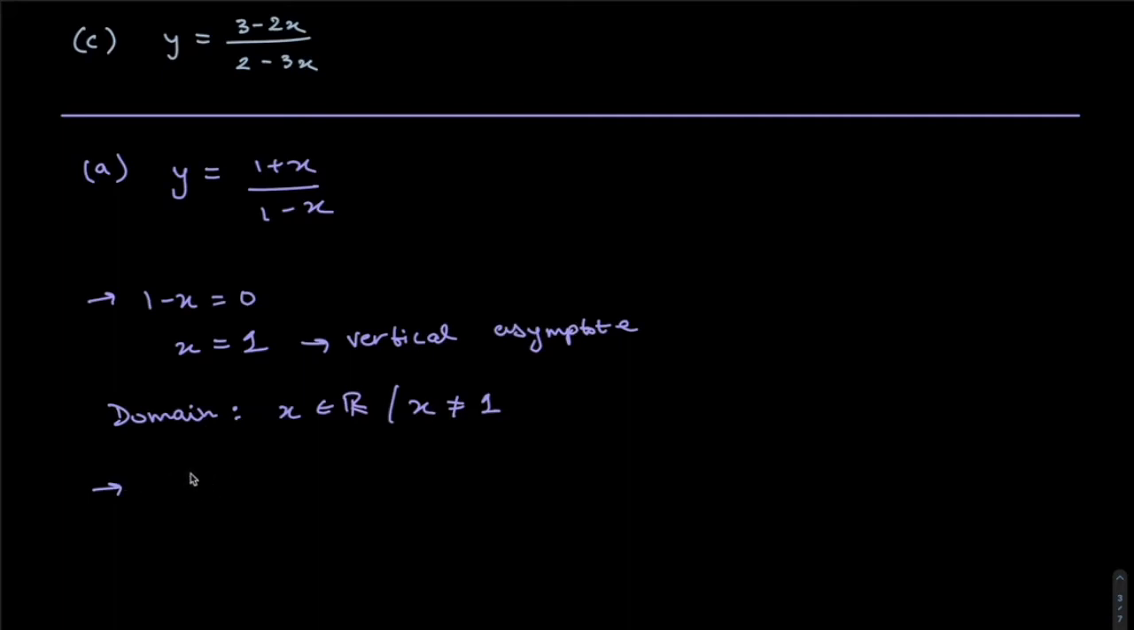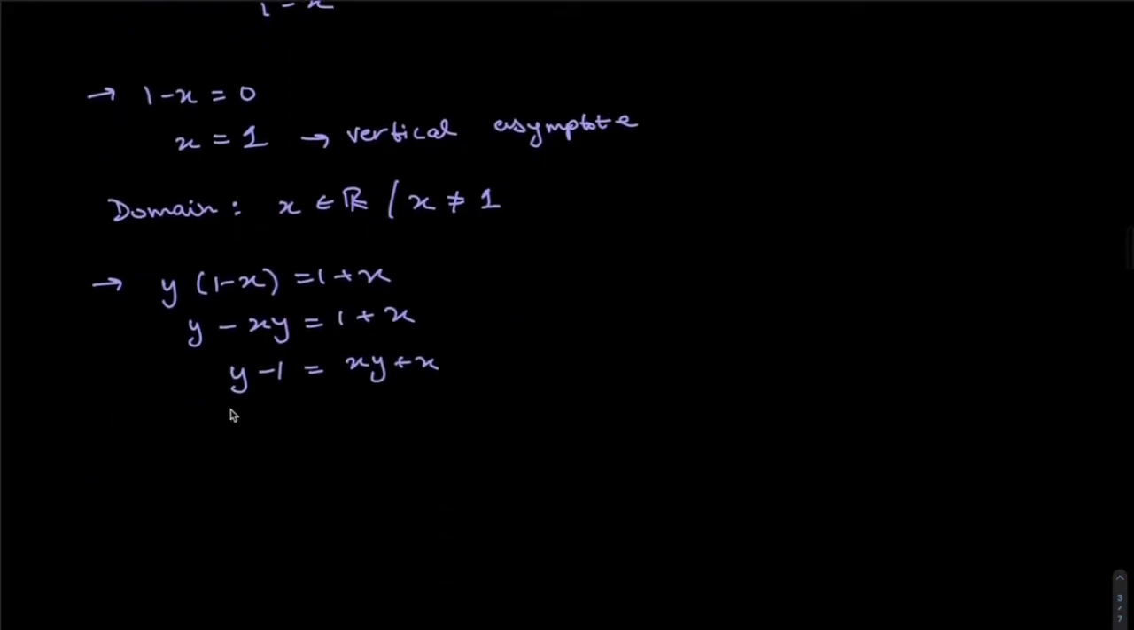So range, again, what we're going to do is reverse the roles, right? So when we do that, we're going to have y equal to 1 plus x over 1 minus x. Open this up, we get y minus xy is equal to 1 plus x, right? I'm going to take this x here, take this 1 here. So I get y minus 1 is equal to xy plus x. Then I have y minus 1 is equal to x times y plus 1. Solving for x in terms of y, I get x equals y minus 1 over y plus 1.